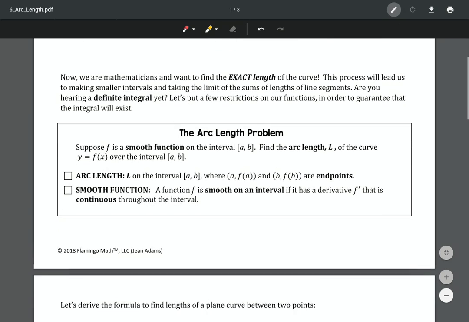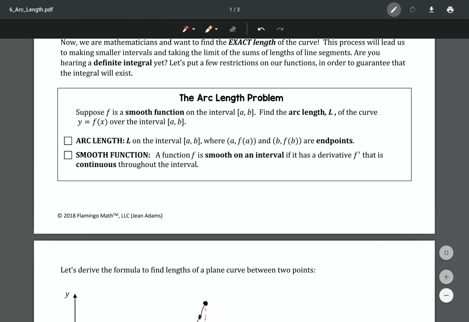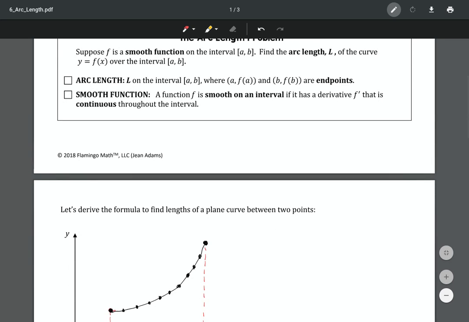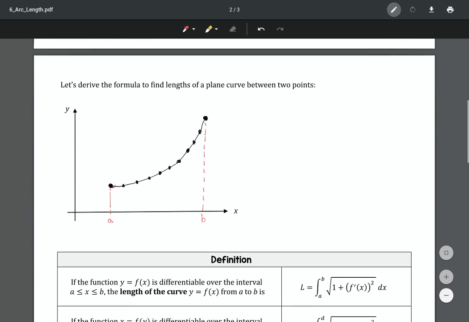There are a couple of things you have to know. For example, you have to assume that f is a smooth function. Of course, you have to be given an interval, and the derivative has to be continuous. Again, it has to be a smooth curve for you to be able to do this. So let's go ahead and derive the formula here.